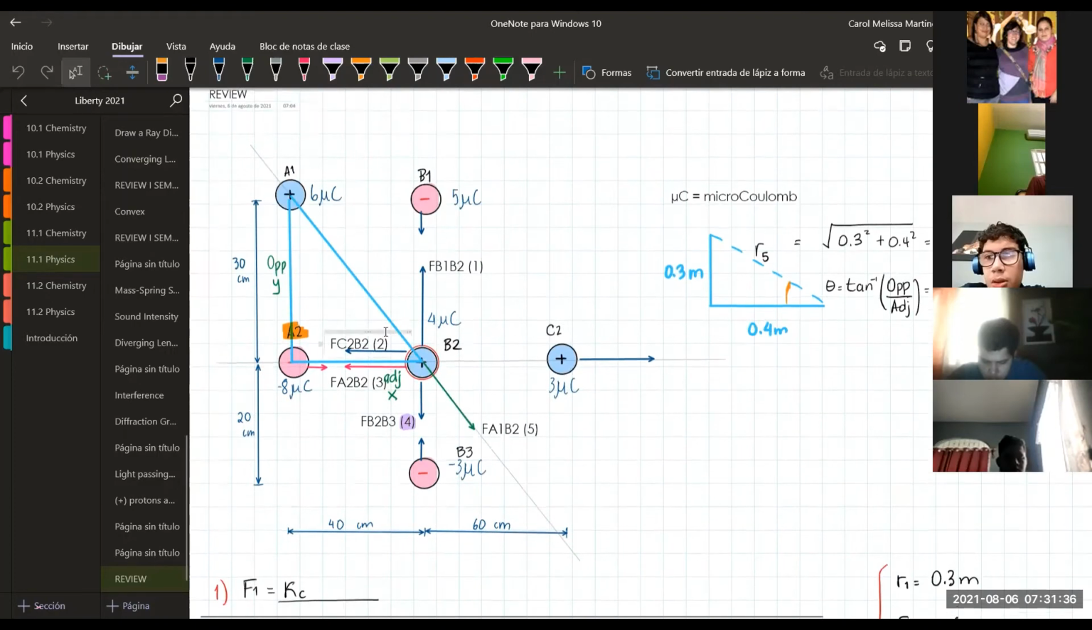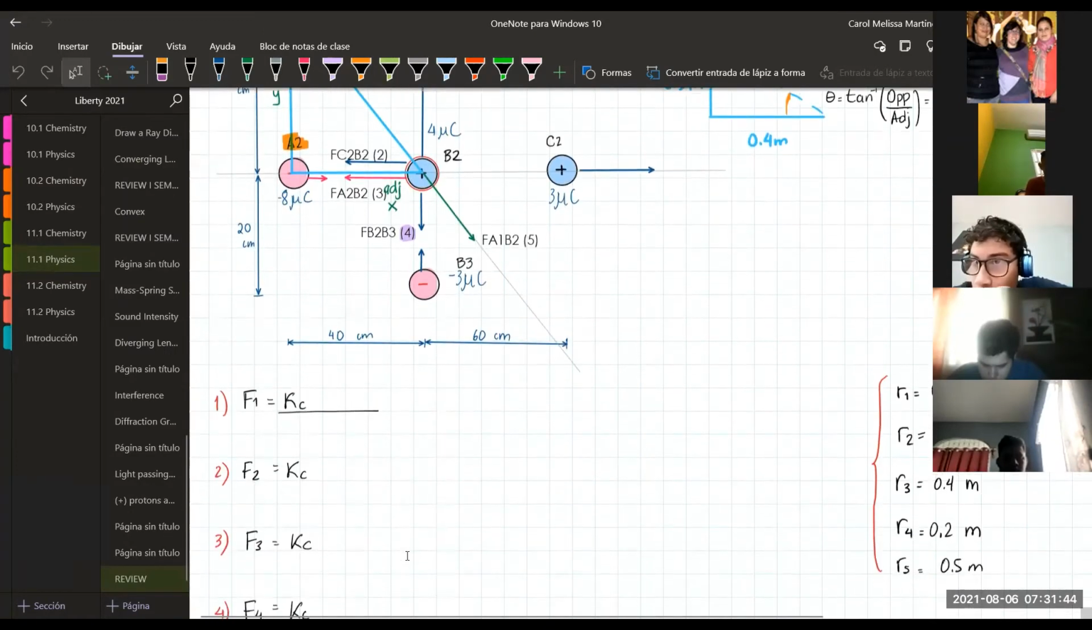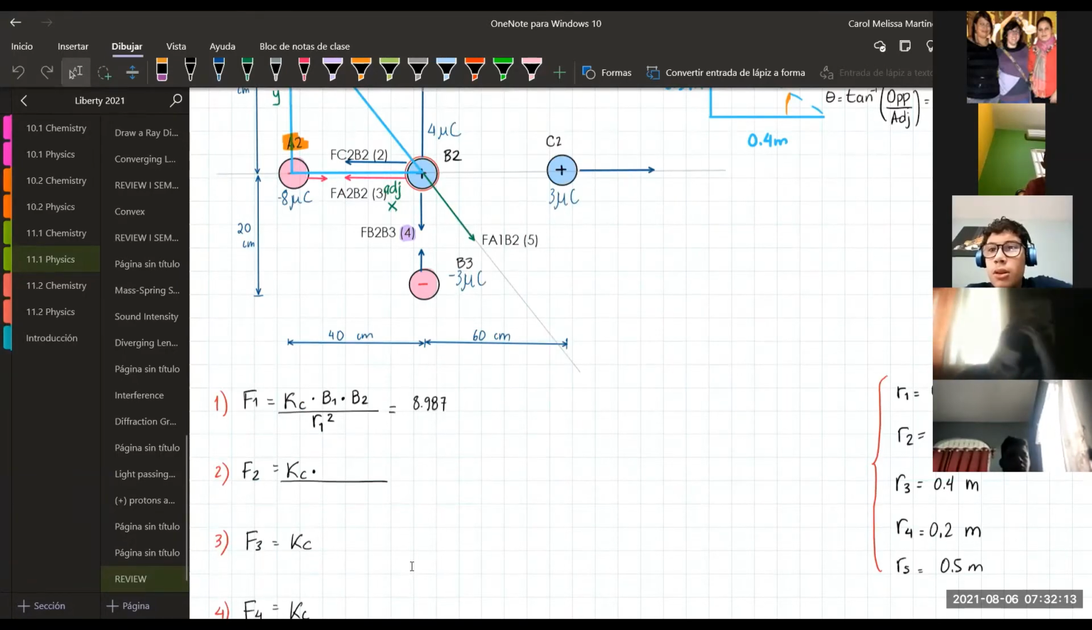Okay, the first one, I have it between B1, B2, okay? Aquí está, B1, B2, the number one. Entonces, yo voy a poner aquí. Ustedes ya saben que son las charges las que voy a poner ahí. Y aquí voy a poner the distance 1 raised to the second power. Aquí voy a poner the value of Kc, that is 8.9875 times 10 to the 9th power Newton square meter per Coulomb square.